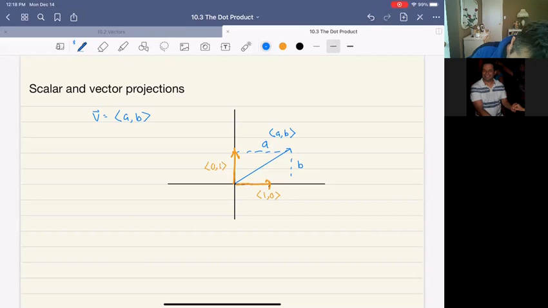So V dotted with I, which remember is 1, 0, that's going to be A. V dotted with J is B, right? These are actually specific examples of scalar projections. So these are scalar projections onto the axes.